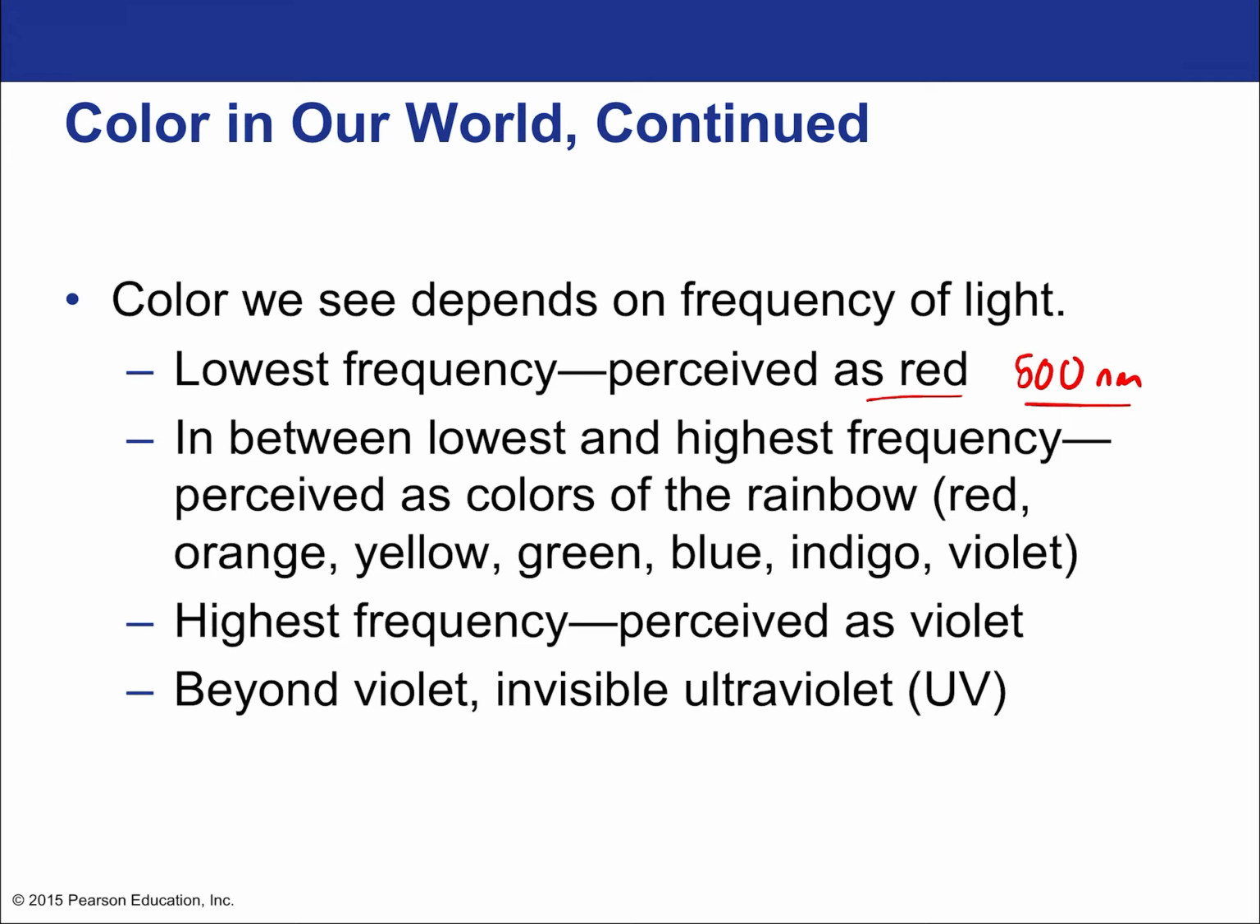And since they're the longest wave, that 500 being the longest you can see with the human eye, it is the lowest frequency. Because as wavelength goes up, frequency goes down. And that's based on the relationship that the speed of light is equal to the wavelength times the frequency. Okay? And so the speed of light is a constant. If you change the frequency, you must also change the wavelength. Okay? So in between the lowest and highest frequencies, perceived as the colors of the rainbow: red, orange, yellow, green, blue, indigo, and violet. All right?